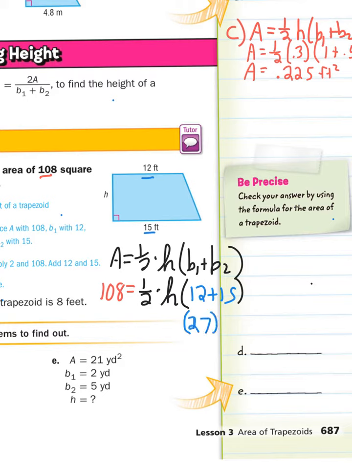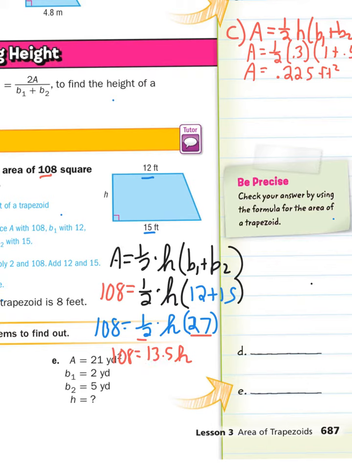27, and the h is still there, and I have the half times that. Now remember, because of the commutative property, I can actually do the half times the 27. So half times 27 is 13.5. So I have 13.5 times the height, and I have 108 equals that. I should have written that 108 equals up here as well. So let me just show you again what I did. I simplified the 12 plus 15 to get 27. Notice everything else stayed the same. And then I found half times 27 to get 13.5 times h.